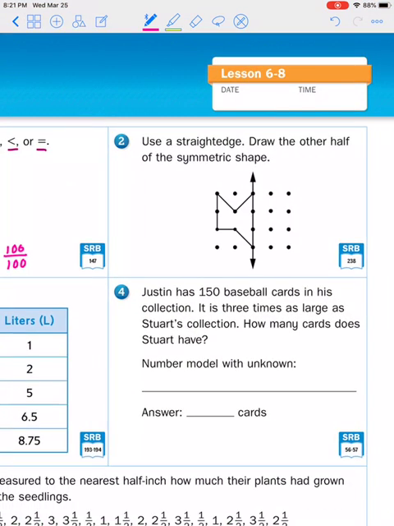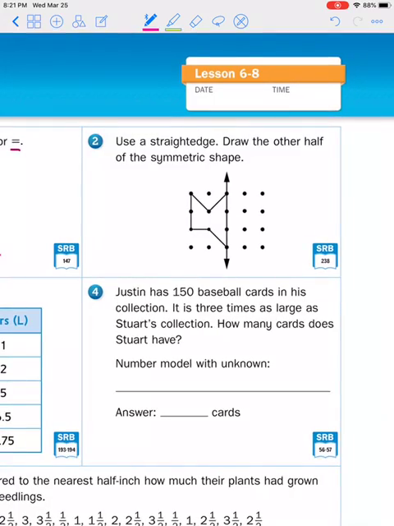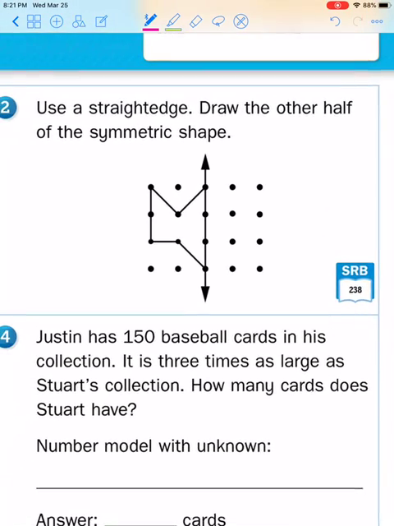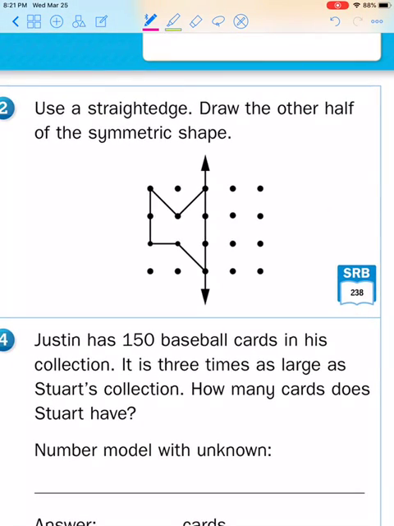All right, let's look at number 2. Use a straight edge. Draw the other half of the symmetrical shape. So I don't have a ruler with me, so I'm just going to try to mirror this side with this side. So I'm going to go down, up, straight down to, in, and then diagonal.